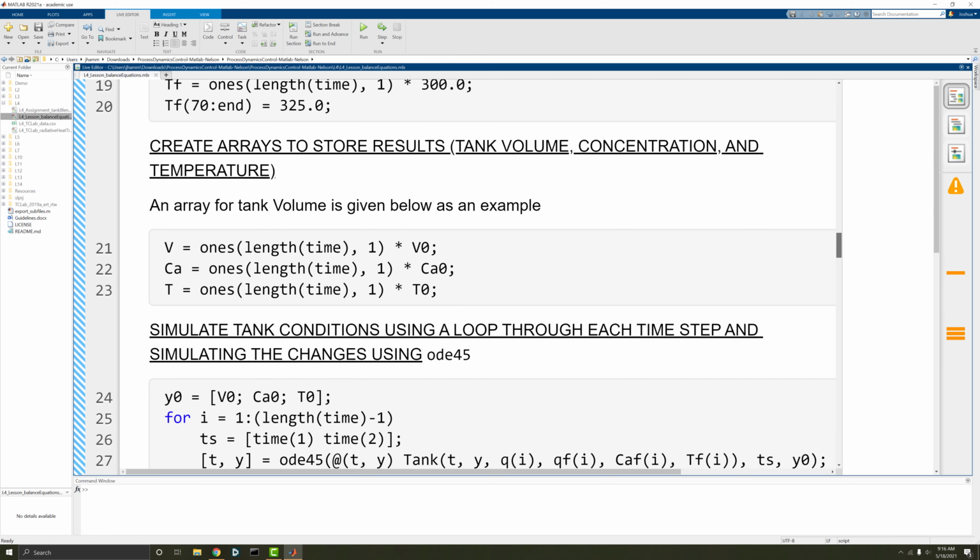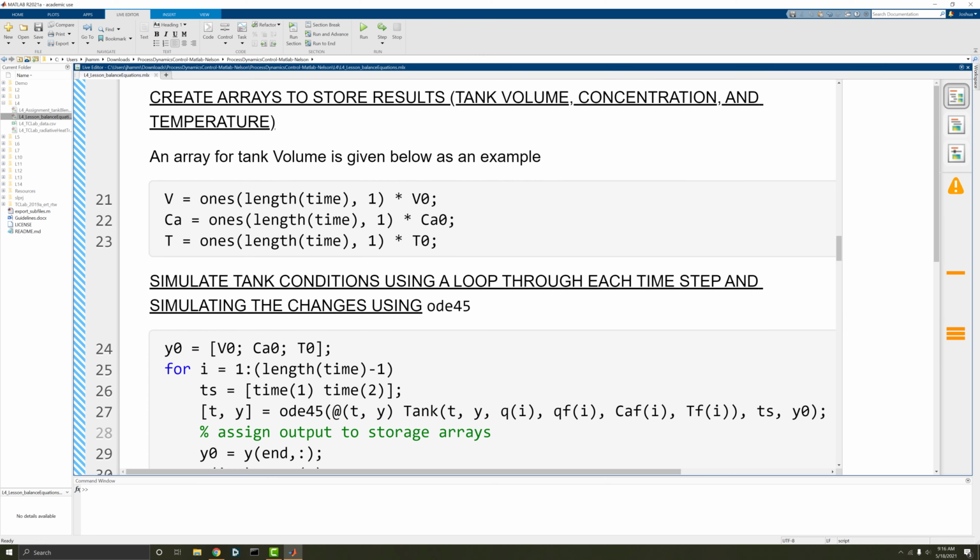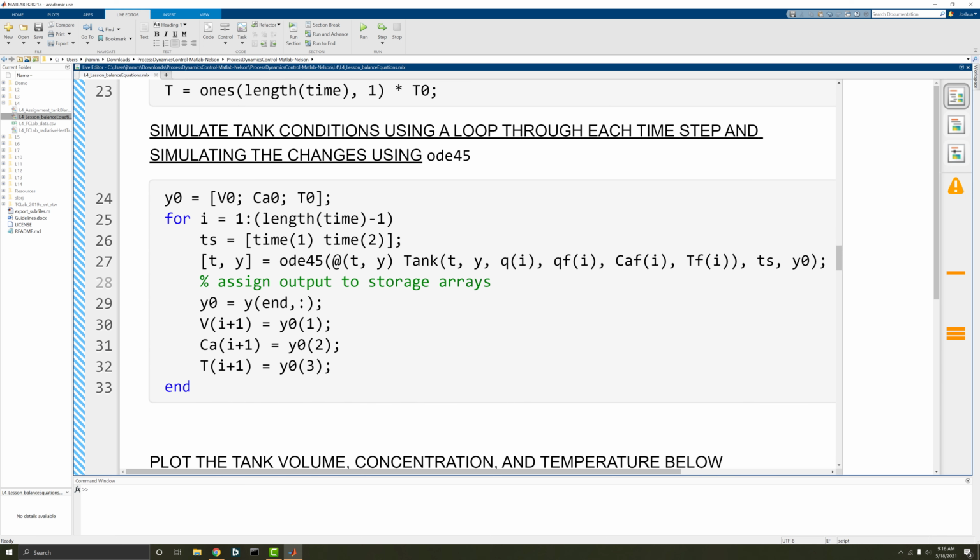Then we'll create arrays to store the results. Again, I use just 1s. You could also use 0s easily. And then length times, we have 1 cell, or 1 element, I should say, in the array for each value. And I initialize that to the initial value. And that's just so if we reference that, there's no problems. Next, we're going to simulate tank conditions. You have provided the Y0, the initial conditions array, and the syntax for the for loop.